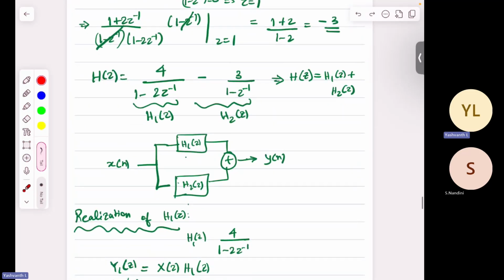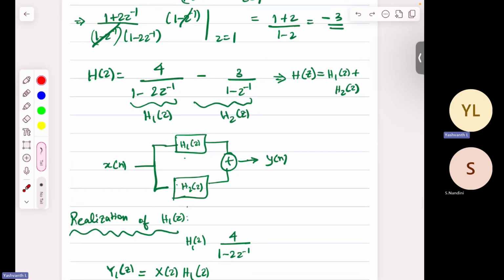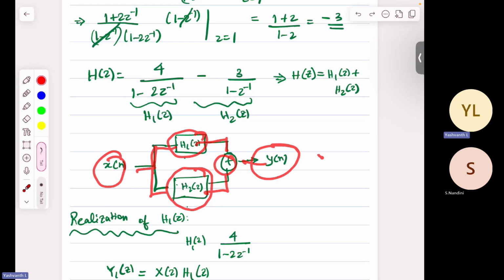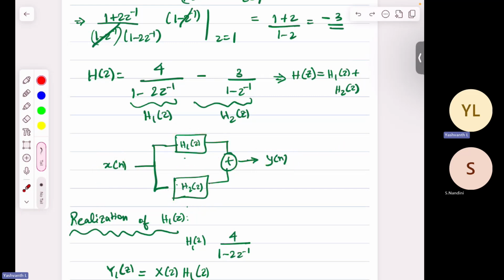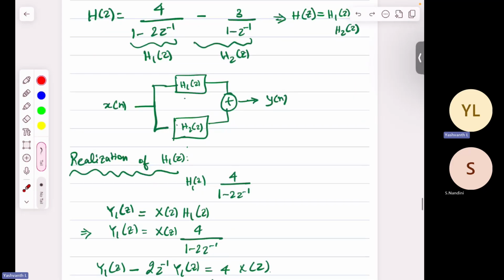Right, so your realization structure should be x of n. You sample it two times. In the upper block, it should pass through h1 of z. In the lower block, it should pass through h2 of z. Take the two outputs from both the blocks, you sum it up, and whatever is the answer, that is your y of n. So all that remains is how to implement h1 of z and h2 of z. Again, implement it using simple direct forms.